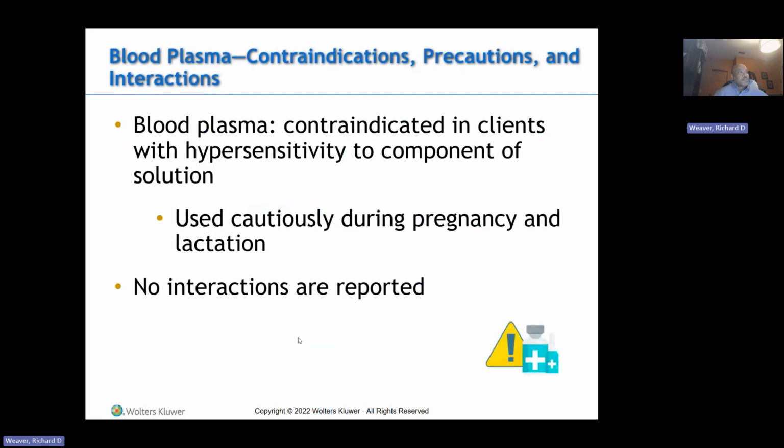All right, contraindications, precautions, and interactions. So blood plasma is contraindicated in clients with hypersensitivity to a component of the solution. Some blood products have certain components in them that patients can be allergic to. And so we have to know these allergies so that we don't administer the blood or the plasma to them. Use cautiously during pregnancy and also lactation, obviously. And no interactions are actually reported. Although I do like to give my blood with normal saline, running at a slow rate, because that keeps it from becoming too thick, and it runs a whole lot easier in my mind.